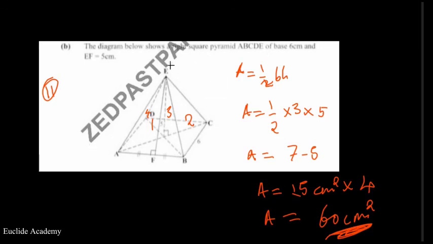Okay, so the question said find the total surface area for the triangular faces. So this is how we do it. Okay, all right, so we can end here.